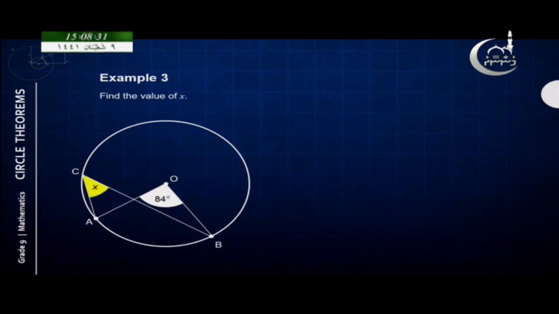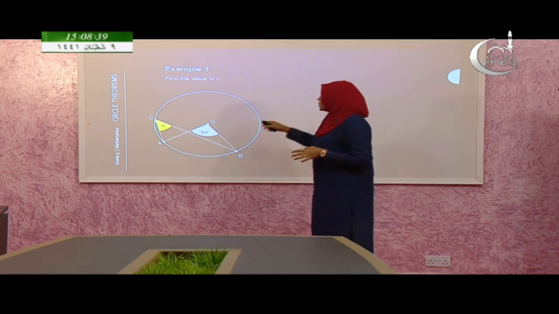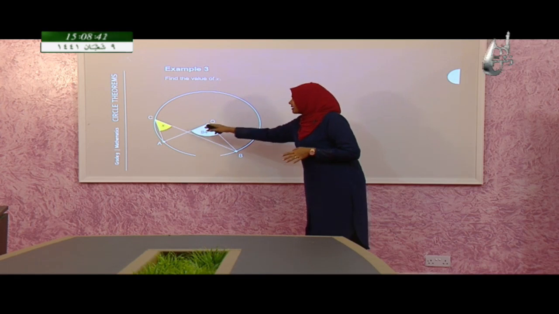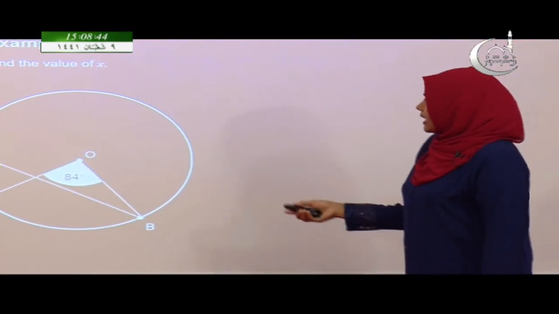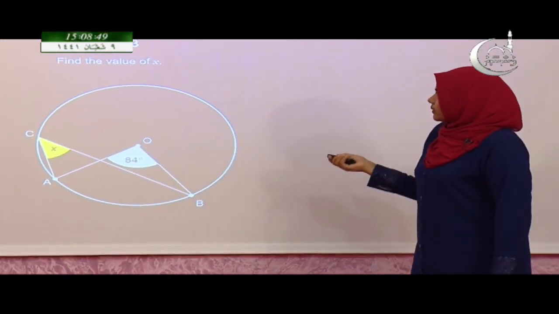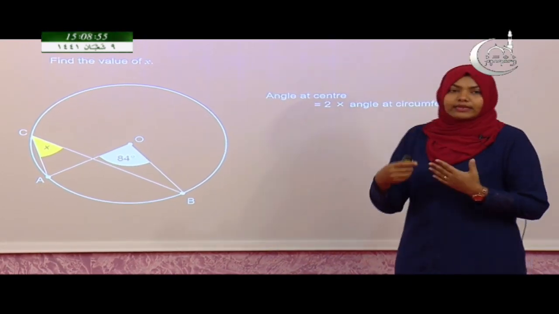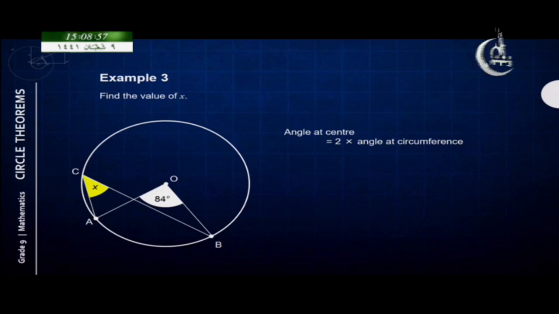I am going to show you another example, because in this theorem many different types of questions will be given for you to identify the center angle and the circumference angle. Here again A, B, C and center O is given to you. You are asked to find the angle x. Again the same thing, angle at the center is equal to 2 multiplied by angle at the circumference. Here you have to identify the center from the arc AB. You have to identify the arc.